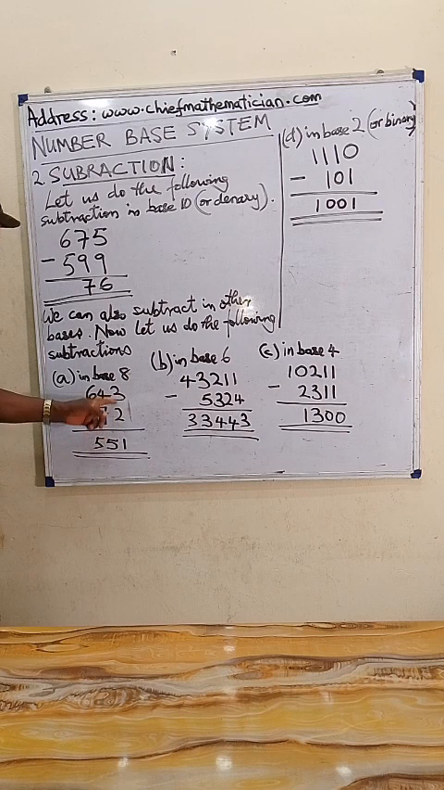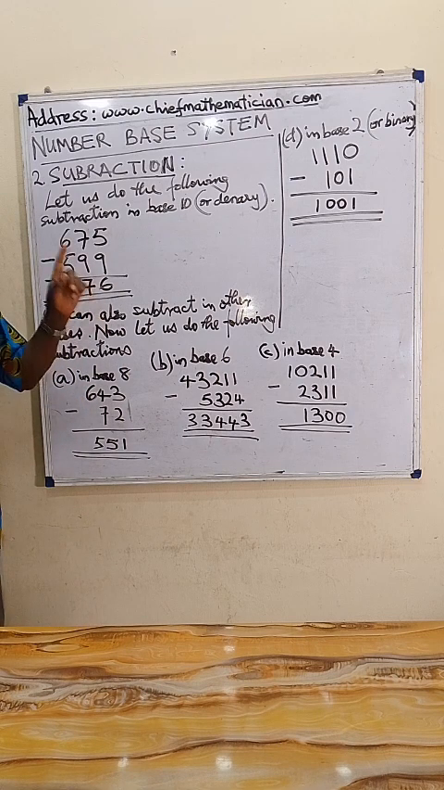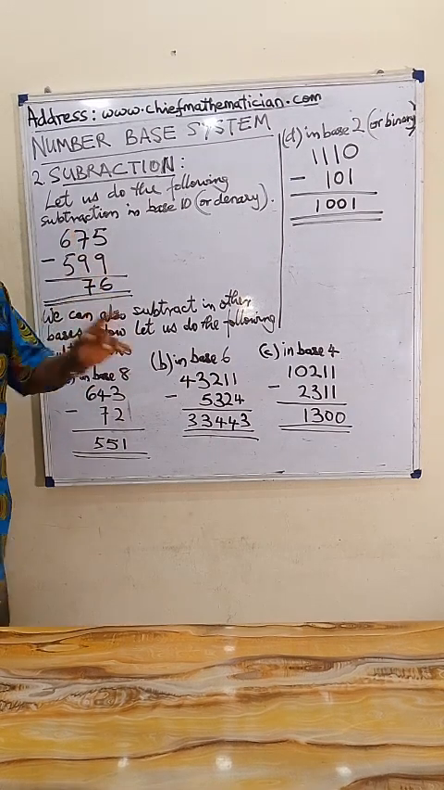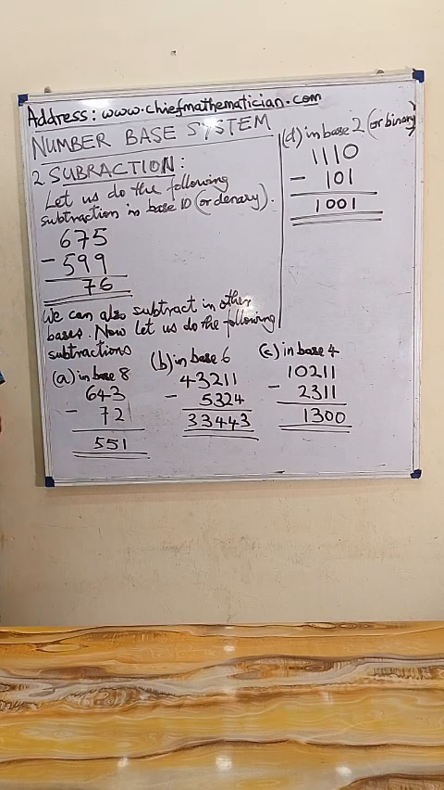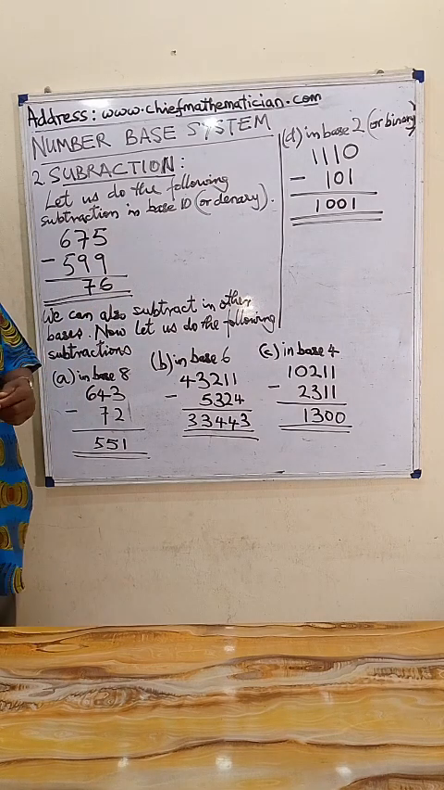Now, 2 from 3 gives you 1. There's no problem with that. 7 from 4, not possible. So what do you do? You go back to 6 and borrow 1.